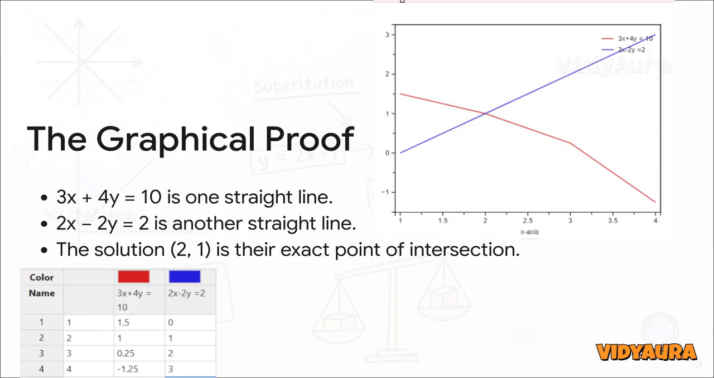Let's go back to that last problem we solved. The equation 3x plus 4y equals 10, that's the recipe for one specific straight line. The equation 2x minus 2y equals 2 is the recipe for a completely different straight line. And the algebraic answer we found, 2, 1, isn't some coincidence. If you actually graphed those two lines, you would see them intersect at that precise coordinate. That's what we're actually doing when we solve these systems.